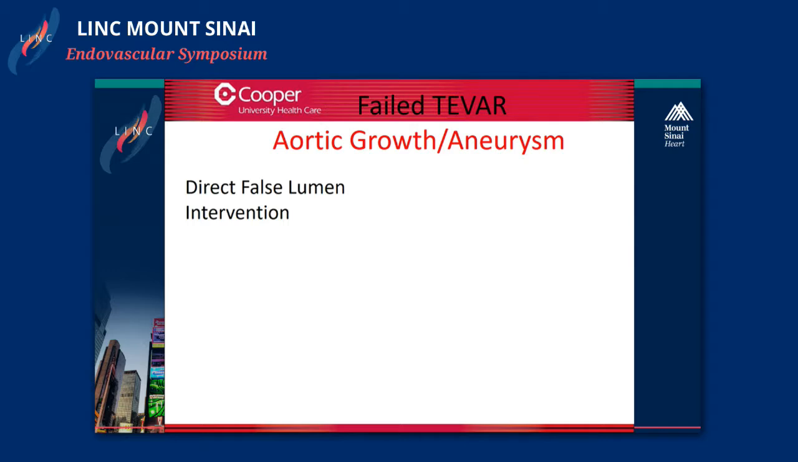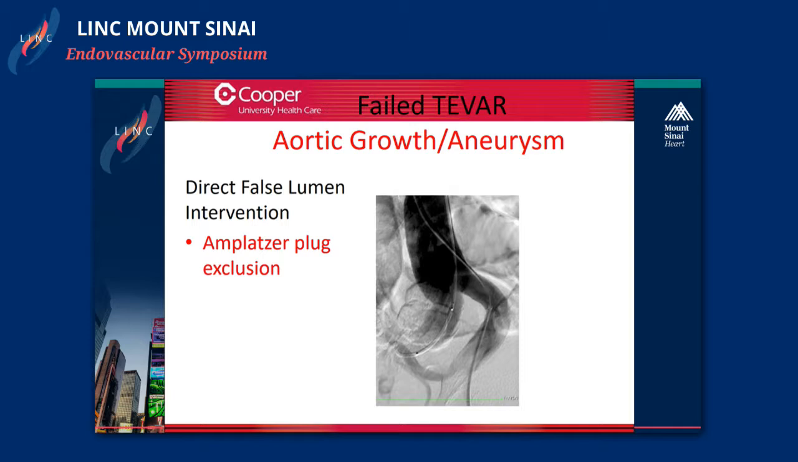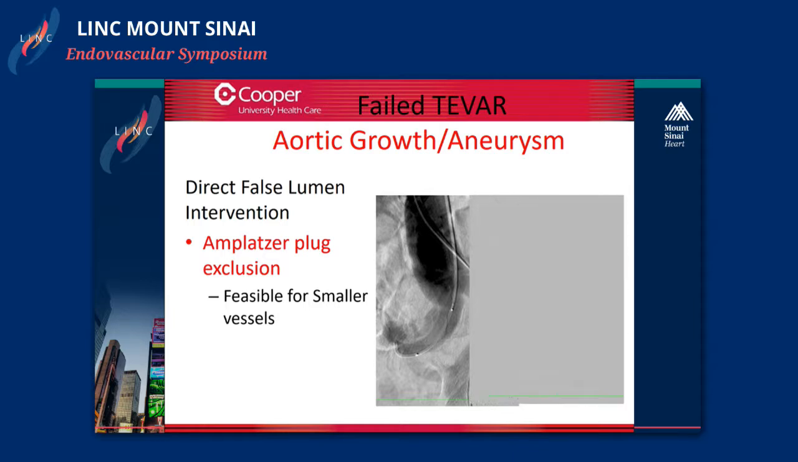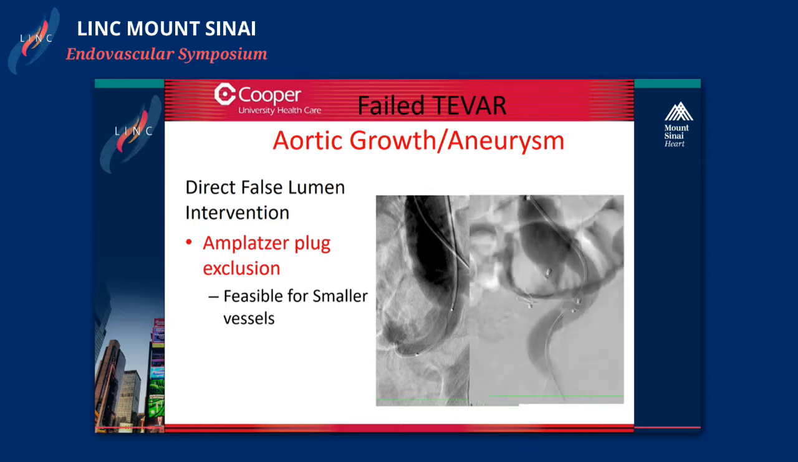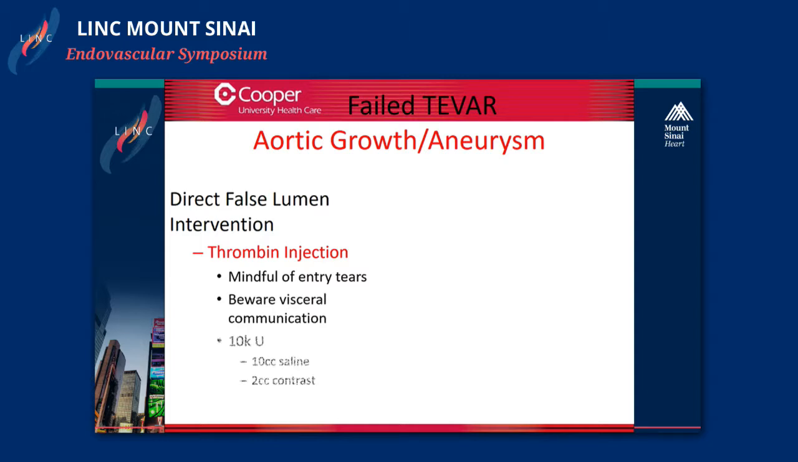There are also other adjuncts of false lumen intervention. We use Amplatzer plugs for smaller vessels. We compartmentalize certain areas, and then you're able to do other forms of therapy like thrombin injection, if you will. And when we perform thrombin injection, we do that very carefully. Here, in this instance, you want to be mindful of your entry tears. You want to make sure there's no visceral communication of the false lumen.